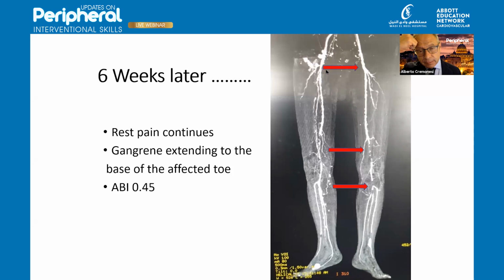Okay, so if you can continue. Yes, so 6 weeks later, the wrist pain still continues. Actually, he had some improvement from the baseline pain, but after 6 weeks he still had some pain, and the gangrene started to creep slowly over the base of the affected toe. His ABI was a bit better than before, but still not satisfactory.